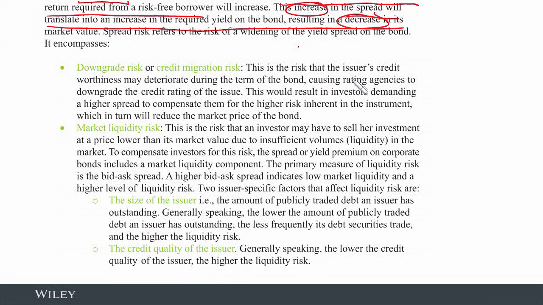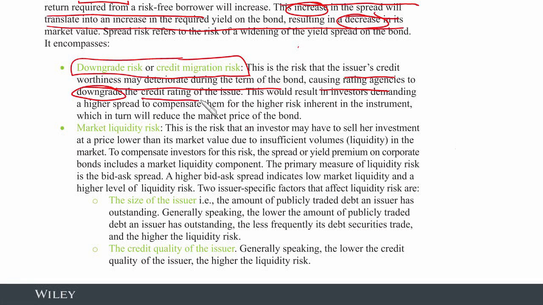Okay, now, downgrade risk, or what they call credit migration risk. So synonymous terms, downgrade or credit migration risk. That's the risk that the issuer's creditworthiness can deteriorate during the term of the bond. Obviously, the shorter the term, the less risk there is. The longer the term, the greater the risk that over the term of that 30-year bond, we could have a deterioration in the credit rating, which would then cause the credit rating agencies to downgrade the credit rating of the issue. If they downgrade it, then what's the ripple effect? Then we're going to demand a higher spread above and beyond the risk-free rate to compensate us for that additional risk we're assuming. You increase your required rate of return, what's that going to do to the market value of the bond? Bring it down.